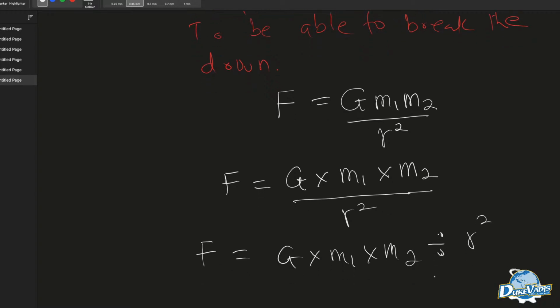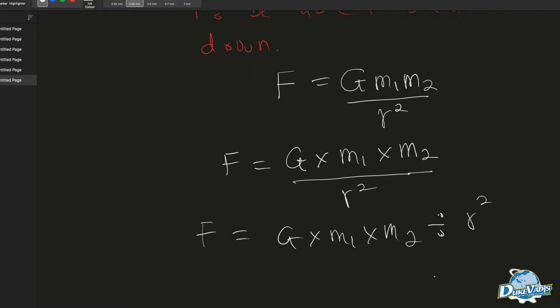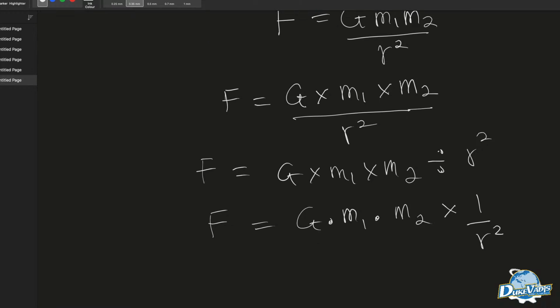If that is the case, we can further expand it by saying that F is given as G M1 multiplying M2 times the reciprocal of r squared. When we look at it from this perspective, you can see that we are getting closer, because we know the r squared has got 1 on top of it. So we say it's a reciprocal of r squared.